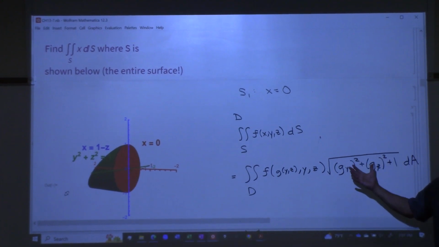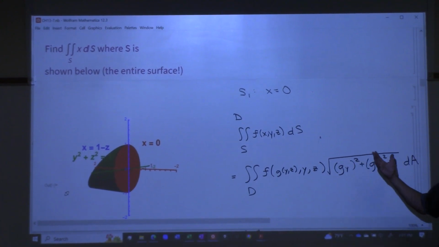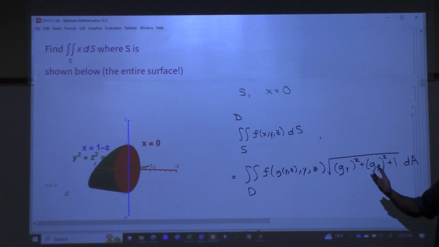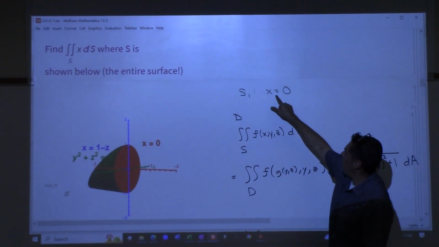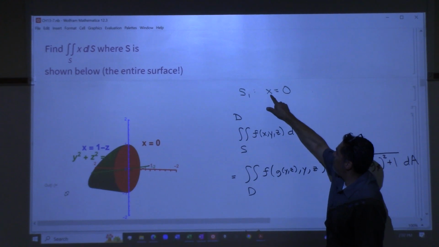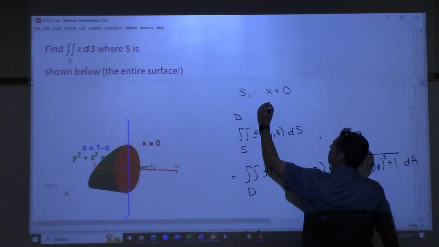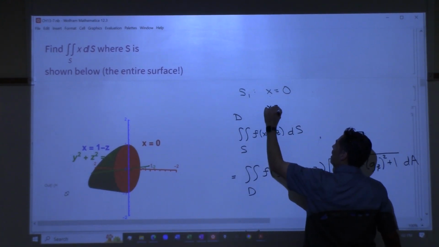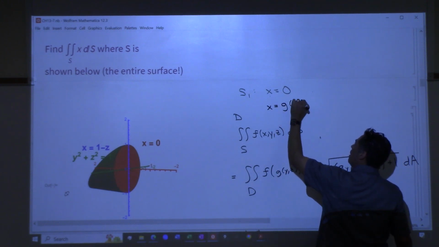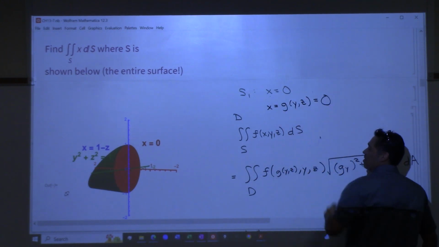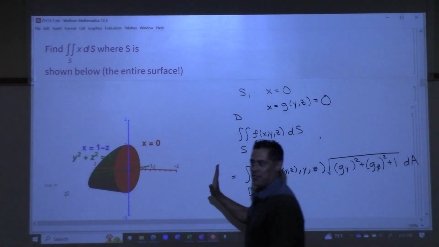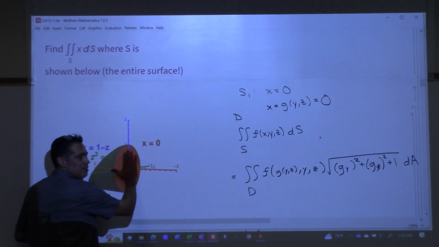But what's g? What's the surface? 0, right? I mean, what is this right here is our function, right? This right here, our x value, is some function of y and z. It's the constant 0 function. It's super boring, right? It's just this plane. That's all it is, right?